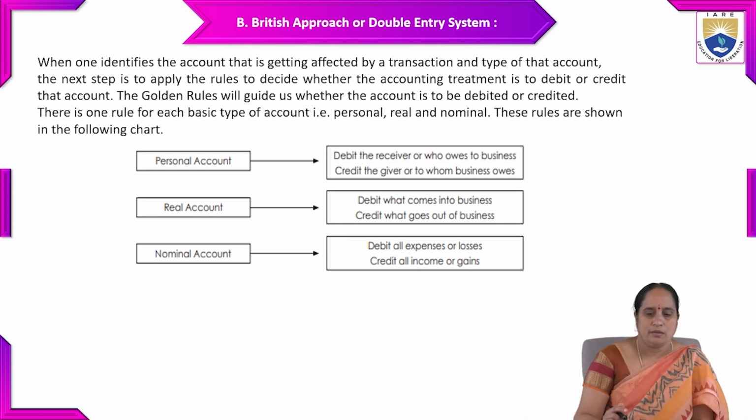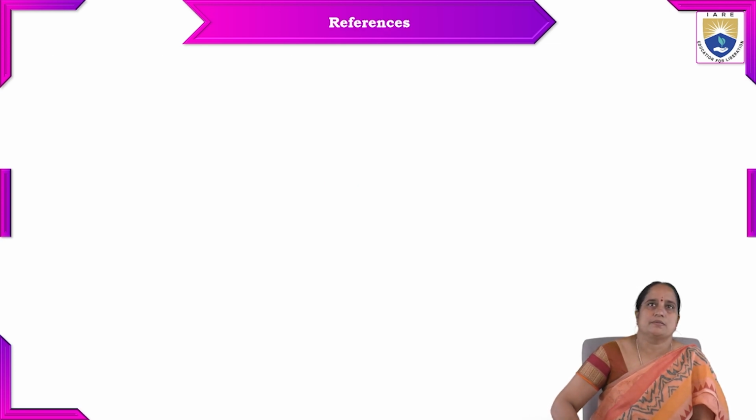Personal account: debit the receiver or who owes to the business, credit the giver or to whom the business owes. Whereas coming to real account: debit what comes into the business, credit what goes out of the business. Coming to nominal account: debit all expenses or losses, credit all incomes or gains.